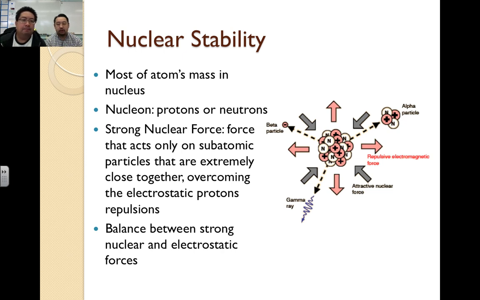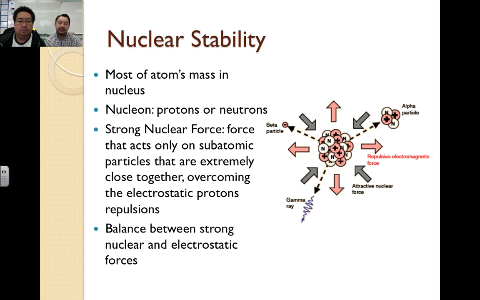Now, since protons are all positively charged, they're going to want to repel each other, and there's got to be something that's counteracting this force, and this is known as the strong nuclear force. Because the protons want to separate from each other, the strong nuclear force acts as a glue to hold them close together, extremely closely together, and enough so to overcome this repulsion that the protons have.